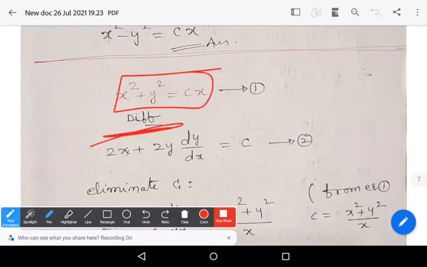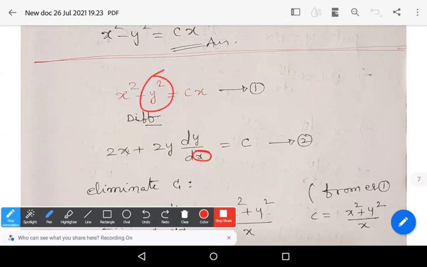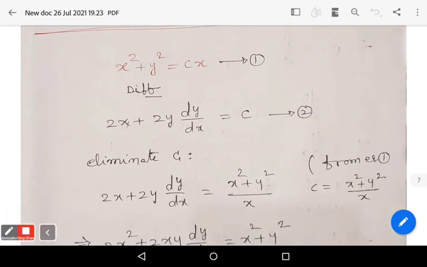I differentiate with respect to x. We get 2x plus, for x square the derivative is 2x. What is the y square derivative? 2y into dy by dx, since we are differentiating with respect to x. And the derivative of cx is c. This is equation number 2.